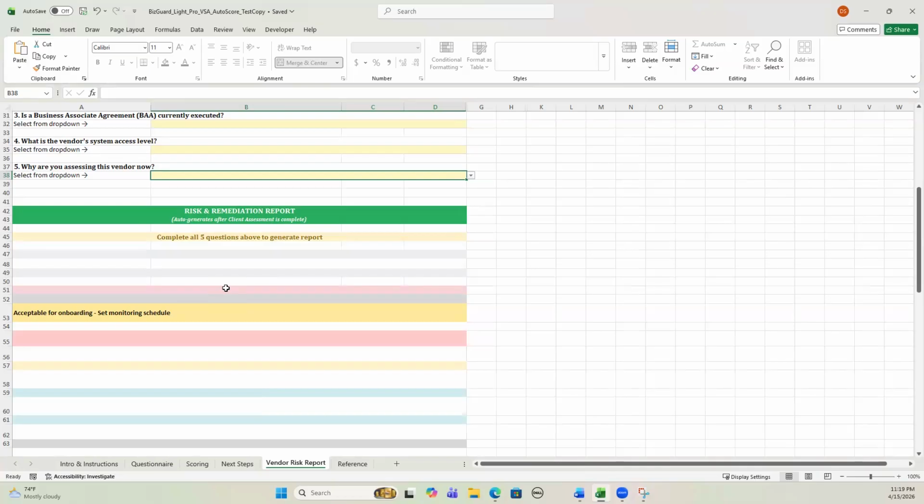This is what saves you 4 or 5 hours per vendor review. This is also what lets you confidently tell a client, an auditor, or your own leadership, here's the risk, here's the decision, and here's why.